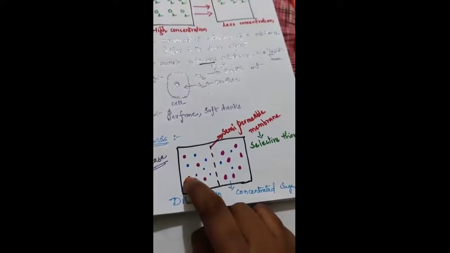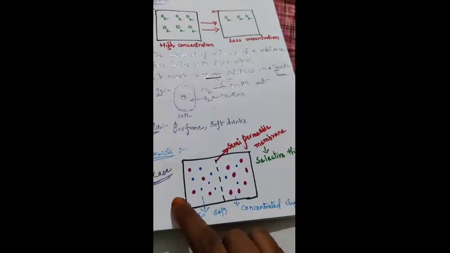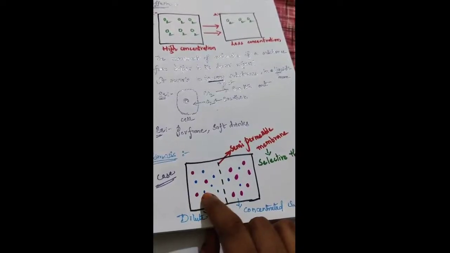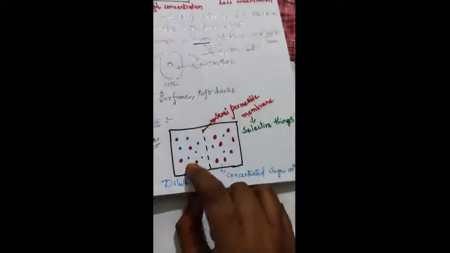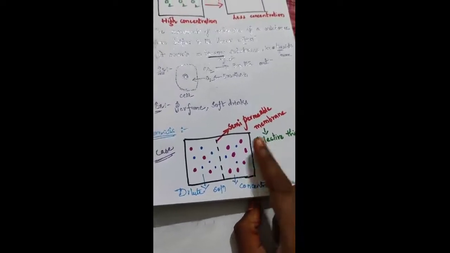Here, what is a solute now? Sugar is a solute. You can take salt or you can take anything. Here the solute is salt or sugar, and the solvent is the universal solvent, water. Here there is also a concentrated solution, where solute plus solvent make a concentrated sugar solution.